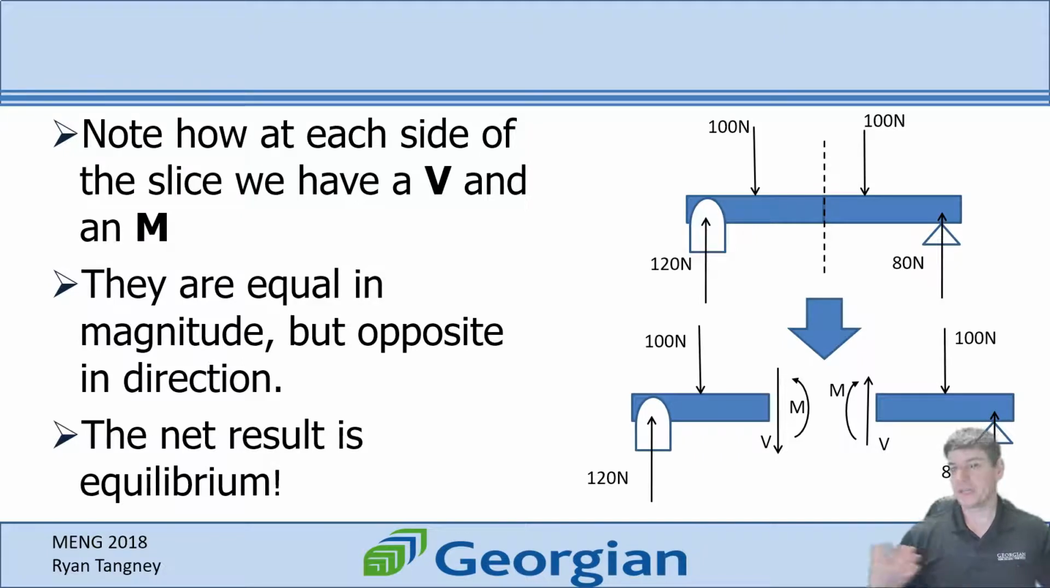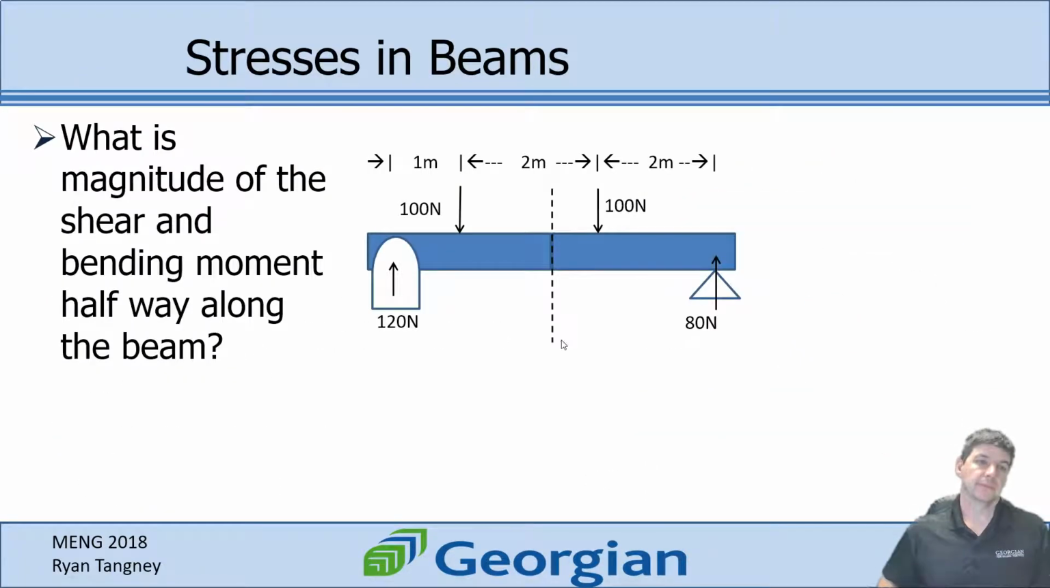And the net result is that those sections, the left-hand side with those bonds in place, or those forces in place, it is in equilibrium. So if I want to find out what is the magnitude of the shear and bending moment halfway along the beam, so what would V or M be? Well, let's work ahead and see if we can calculate that.